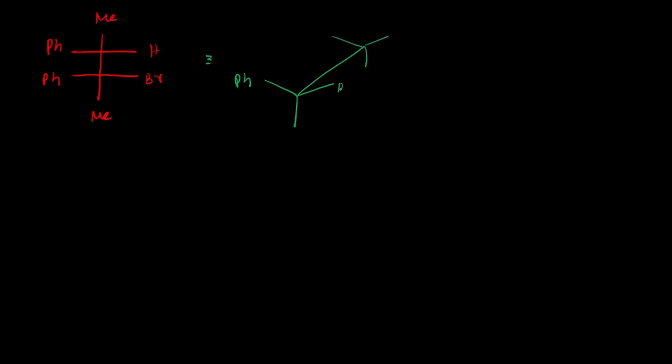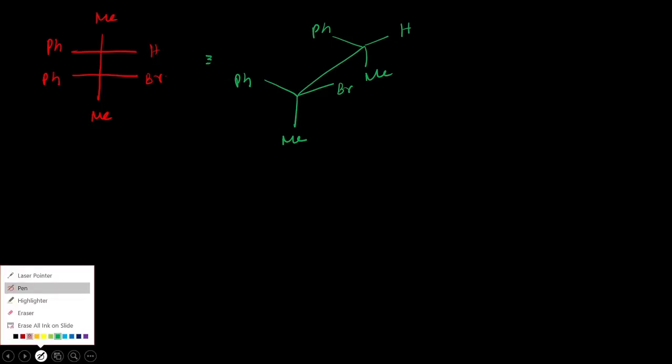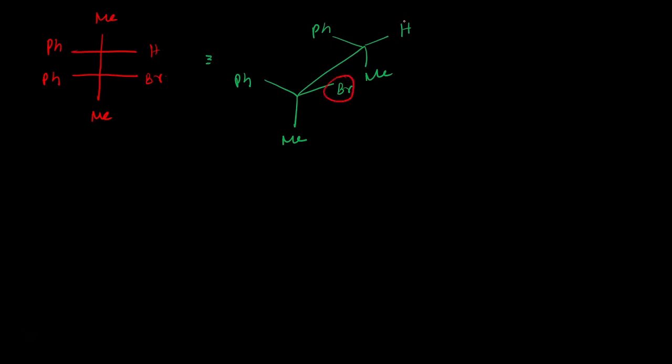Ph, bromine, methyl, Ph, methyl, hydrogen. Now these two functional groups, bromine and hydrogen, must be presented at anti-periplanar projection. So this is a proper anti-periplanar arrangement, and we are going to put hydrogen here and bromine here.